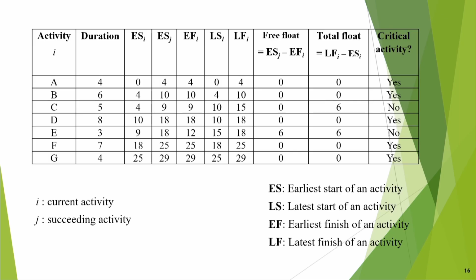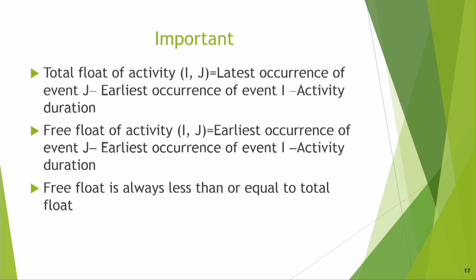So, current activity, suppose activity A is there, and it is critical. Some activity is not critical, say suppose C is not critical. Here earliest start is 4, but the earliest start of activity J is 9. So the earliest start of this activity is 4, but the other one is 9. Here we have to understand one important point: total float of activity IJ is the latest occurrence of event J minus earliest occurrence of event I minus activity duration.